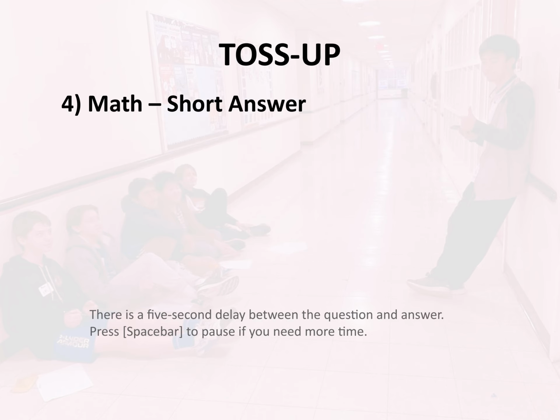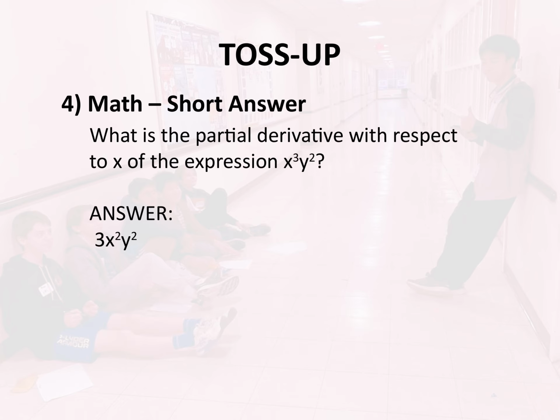Toss-up 4. Math, short answer. What is the partial derivative with respect to x of the expression x to the third y squared? Answer. 3x squared y squared.